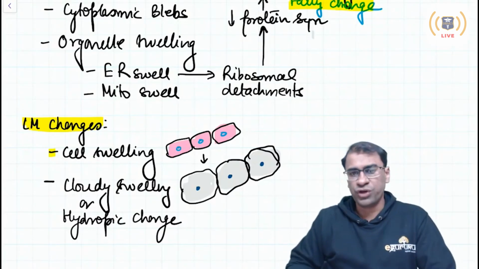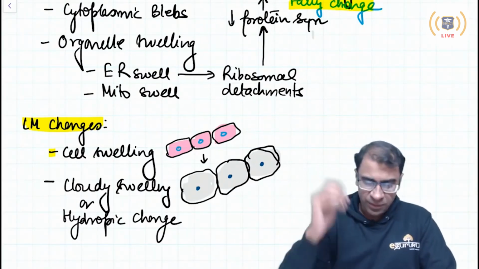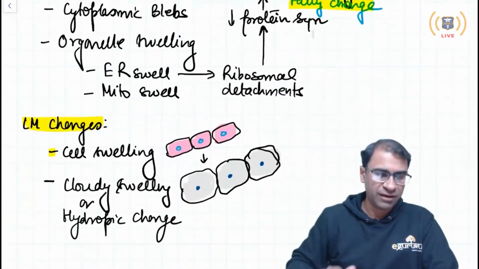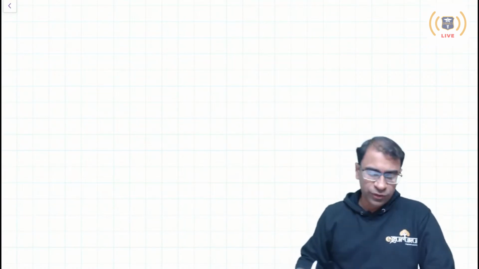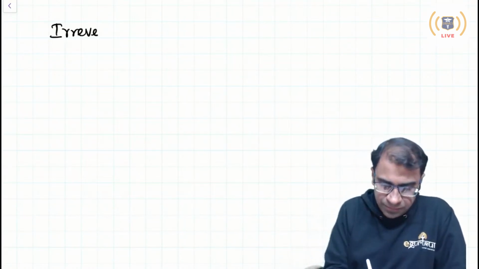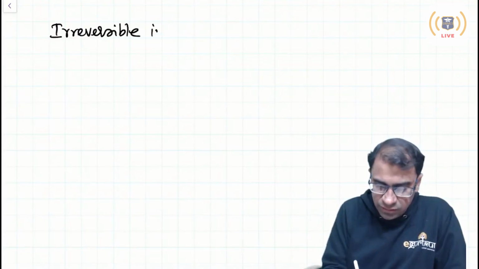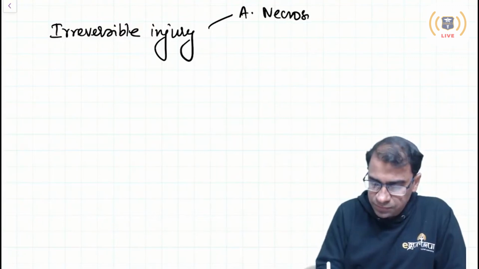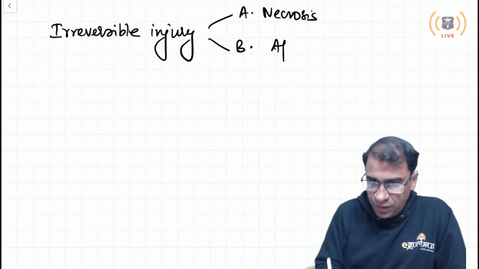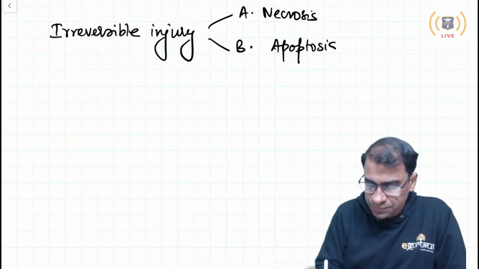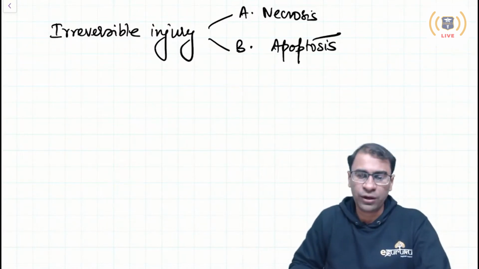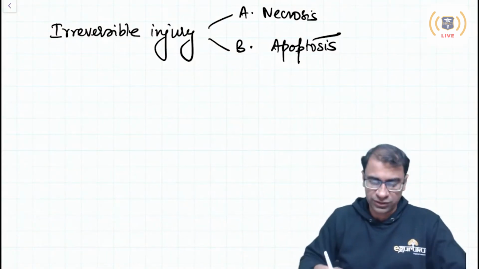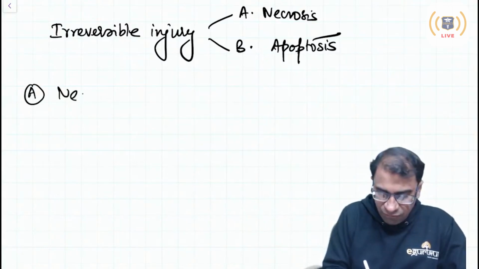Okay, चलो. तो now we'll take the next topic, and the next topic is about the irreversible injury. In the irreversible injury, there are two types: A, necrosis, and B, apoptosis. ठीक है. Let's start with the topic of necrosis and then we'll move to apoptosis. देखो, again try to take a full page for it.